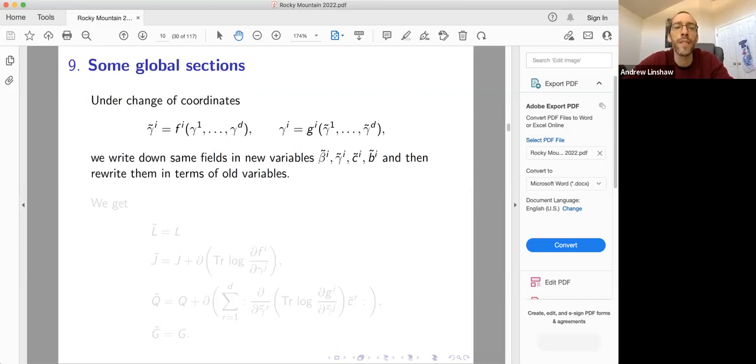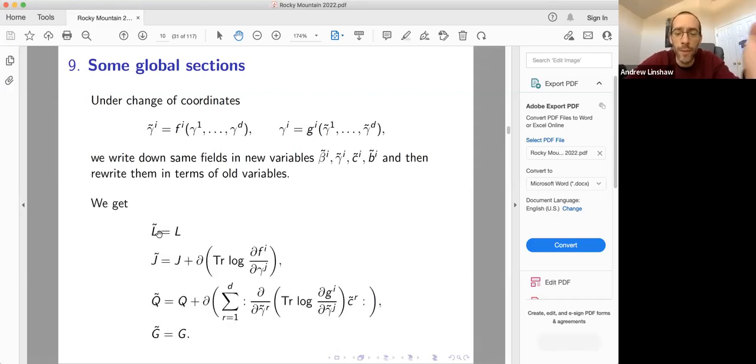So I try to write down the same things in the new variables. And then I use my change of variables to rewrite them in terms of the original variables and then compare, see what I get. So if I do this procedure for L tilde, so I write down the same thing with the tildes and then I replace the tilde fields with the non-tilde fields, I get exactly L back. If I do this for J, then J tilde is J plus a correction.